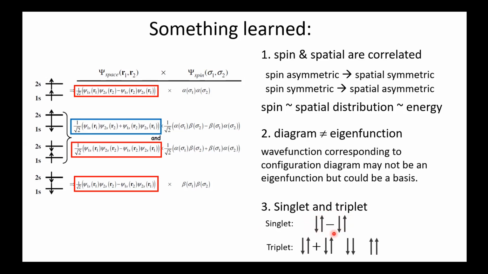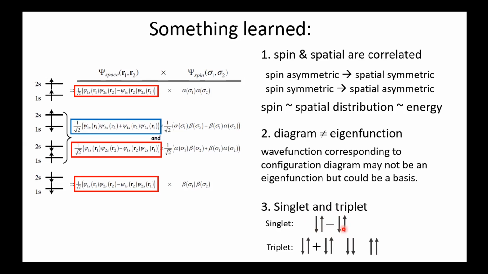Yeah, I think I also made a mistake here. So this one should be reversed. This one should be the spin up, and this one should be spin down, right? If these two are the same, then the net result will be 0. So there's a mistake here. I hope you understand what I mean.